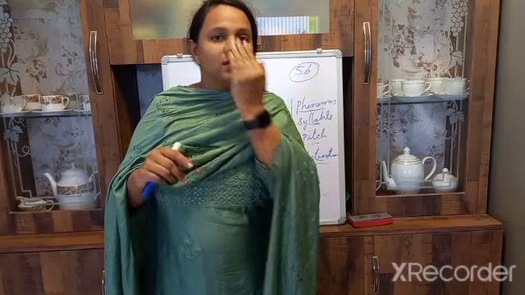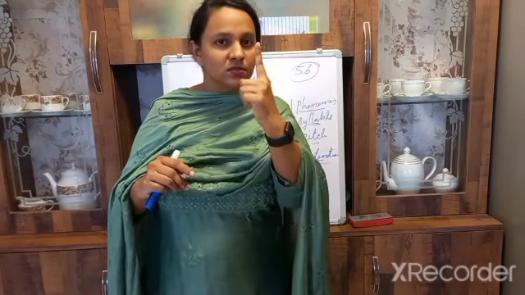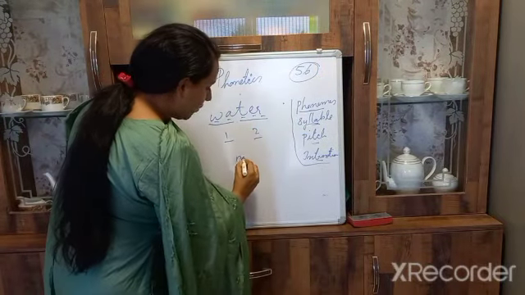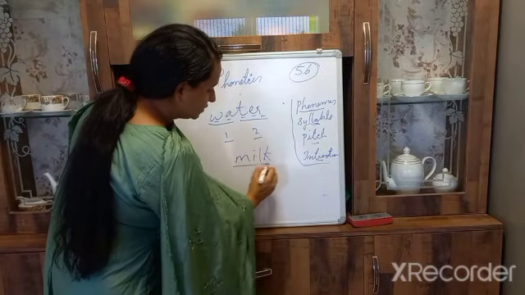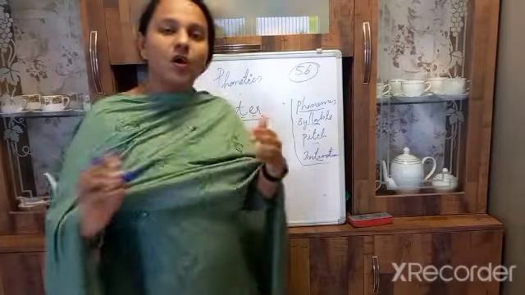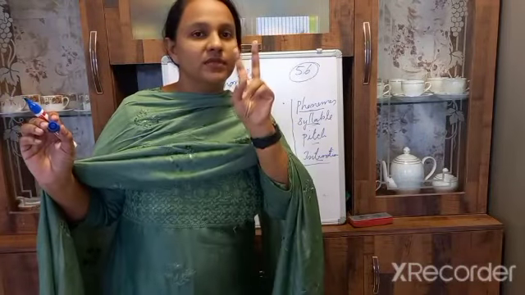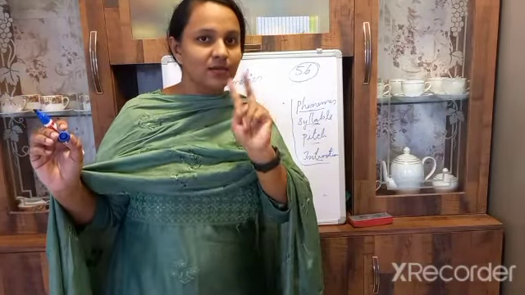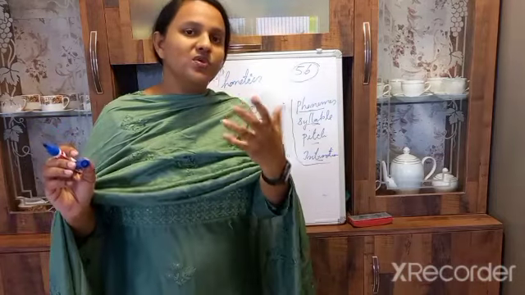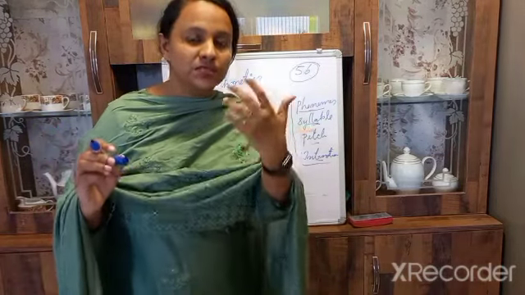For example, milk, milk. How many puffs of air comes out? There is only one puff of air, right? So it has got only one syllable. Milk. It has got only one syllable. Water. Water. There are two puffs of air coming out, right? So this is how you can find out the number of syllables in a word.